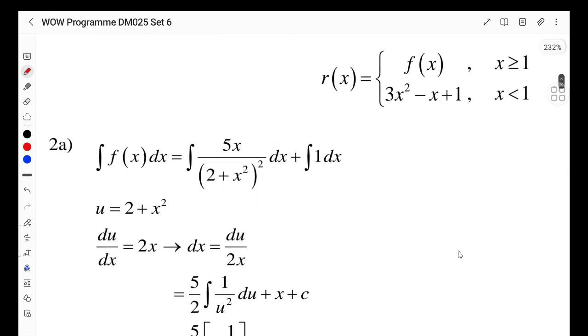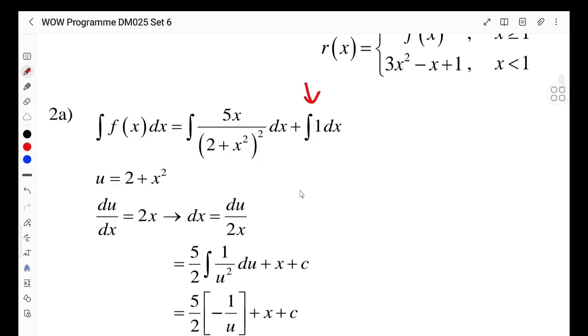As you can see here, our function is 5x over 2 plus x squared, plus 1. So here we split 1 as a different integral. You integrate 5x over 2 plus x squared dx plus integrate 1 dx. Now to solve the first integral, you can use substitution.